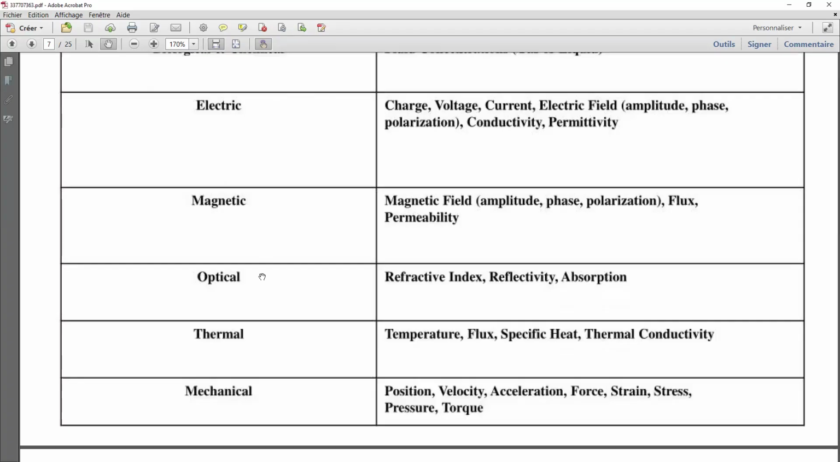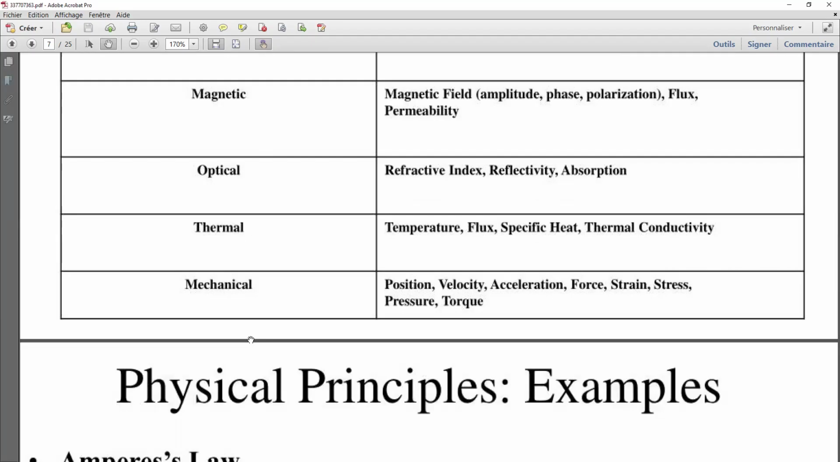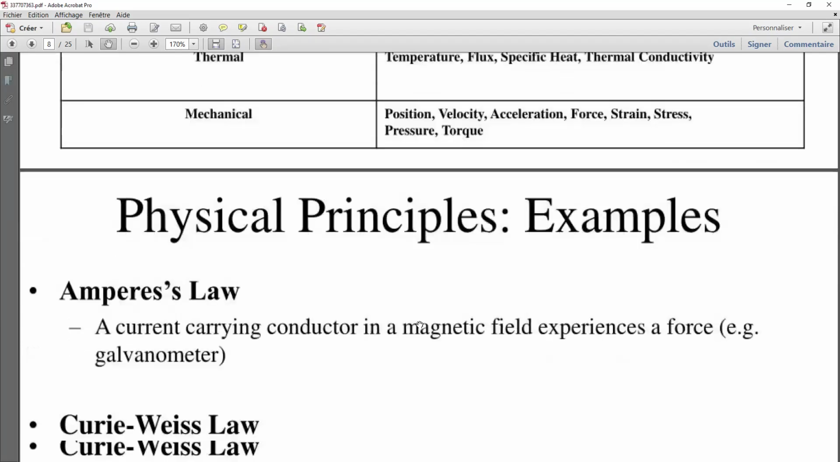For the magnetic, we have magnetic field, amplitude, phase, polarization, flow, and permeability. For the optical, we have refractive index, reflectivity, and absorption. For the thermal, we have temperature, flow, specific heat, and thermal conductivity. For the mechanical, we have position, velocity, acceleration, force, strain, stress, pressure, and torque.